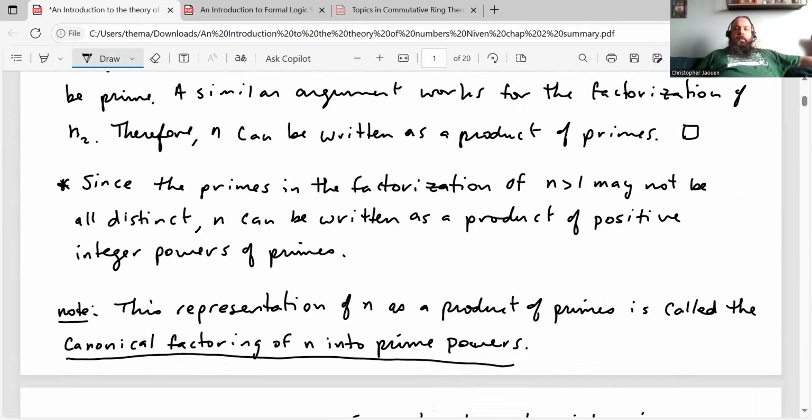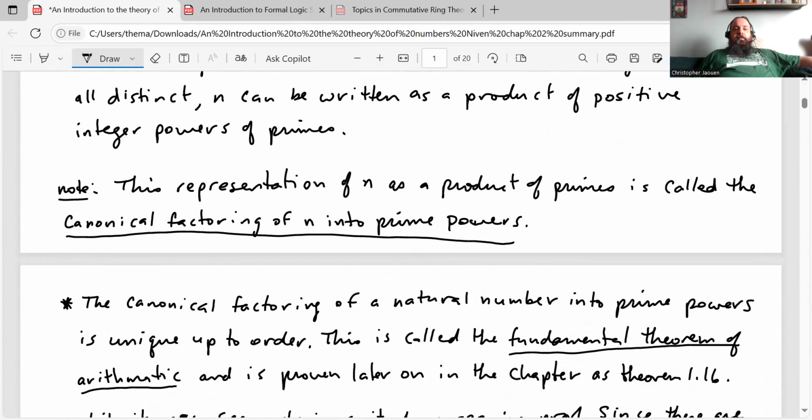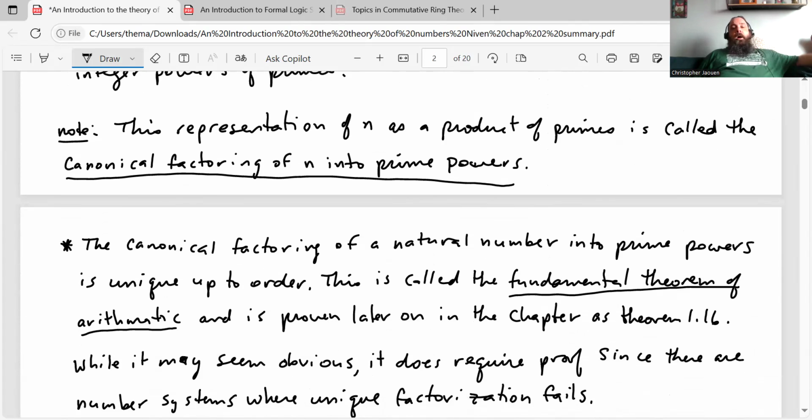Okay, since the primes in the factorization of n greater than 1 may not be all distinct, n can be written as a product of positive integer powers of primes. Then we have a note. This representation of n as a product of primes is called the canonical factoring of n into prime powers. However, the canonical factoring is unique up to the order of the factors. So you can have different orderings of the factors, but the factors themselves are unique.